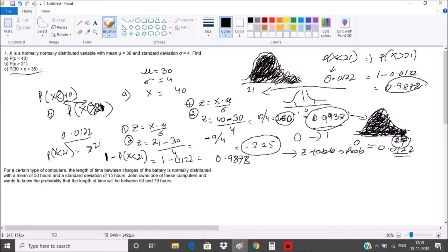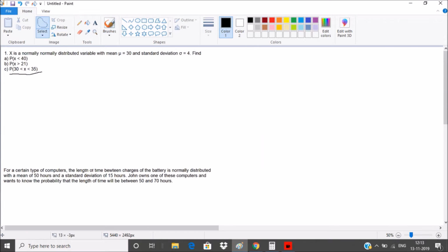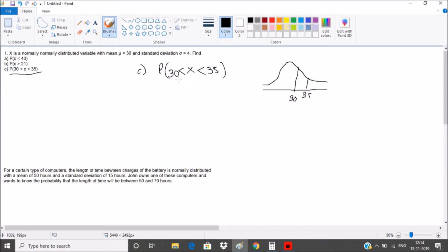Finally, we're going to look at the third problem. If you look at the third part, which is C, we see that we need the probability of x greater than 30 but less than 35. So what we're talking about is, we need to find the difference. If we plot it here in the x distribution, 35 is here and 30 is here, and we need to find the probability of the difference between these two.